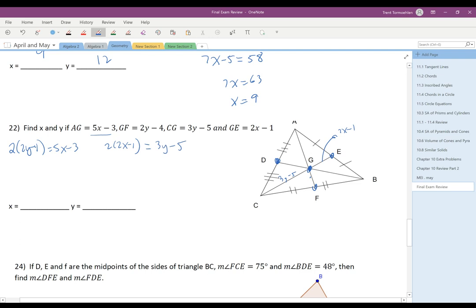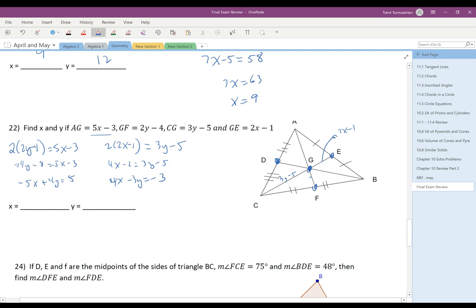Now that gives me a system of equations. If I subtract, I'm going to get a 4y minus 8 equals 5x minus 3. So that's going to give me negative 5x plus 4y equals 5. And then here I'm going to get 4x minus 2 equals 3y minus 5. So that gives me 4x minus 3y equals negative 3. That's a system of equations.